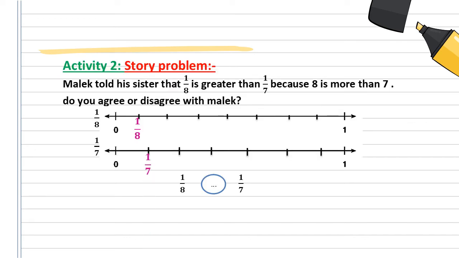Let's see here our story problem. Malik told his sister that 1 over 8 is greater than 1 over 7 because 8 is more than 7. Do you agree or disagree with Malik? Is Malik right, Primary 3? Let's find on the number line. 1 over 8 is here, like you see, and 1 over 7 is here. Who is greater now? Who is bigger? It's 1 over 7. Excellent. So Malik is not correct.